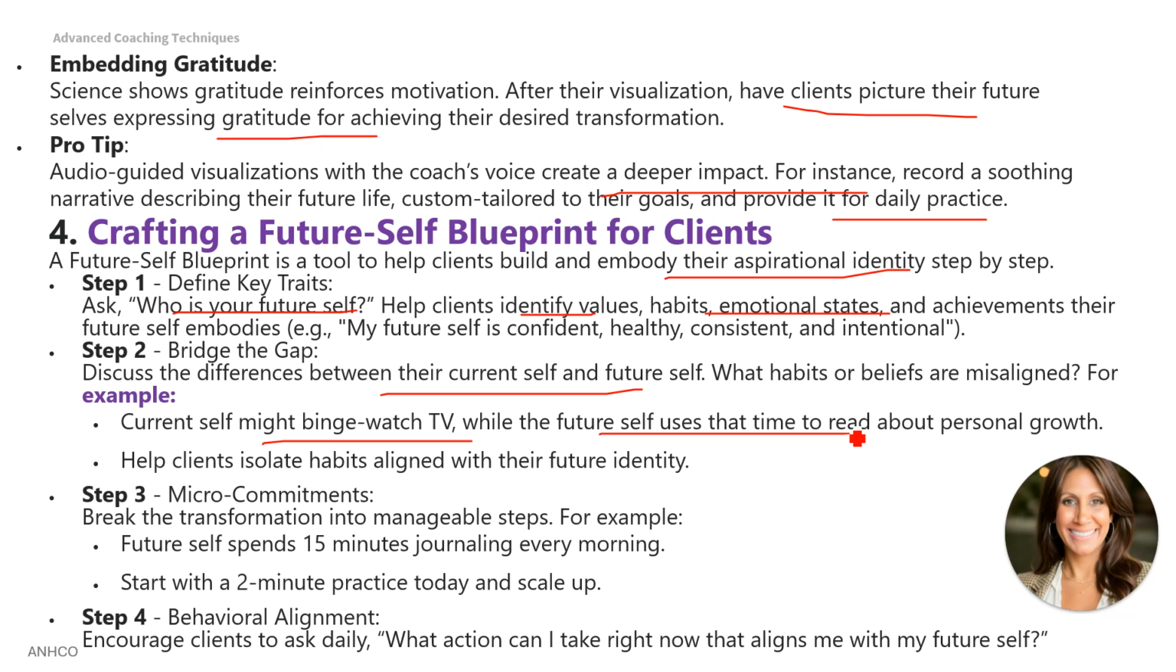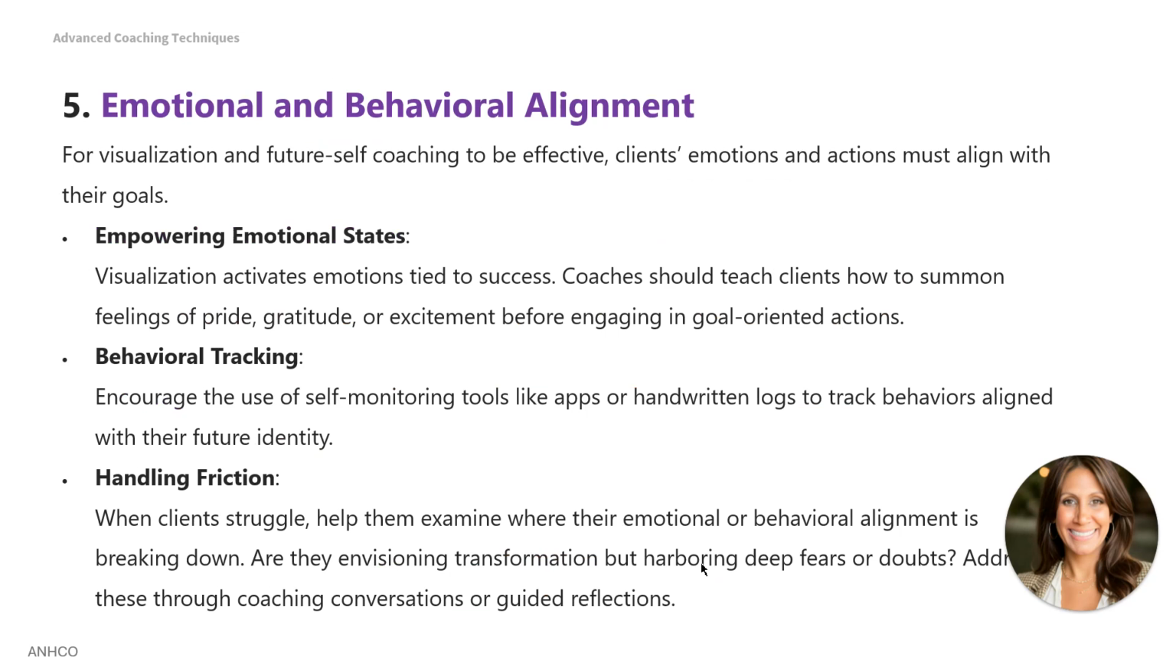Step 3, micro commitments. Break the transformation into manageable steps. For example, future self spends 15 minutes journaling every morning. Start with 2 minutes a day to practice and scale up. Step 4, behavioral alignment. Encourage clients to ask daily, what action can I take now that aligns with me and my future self?